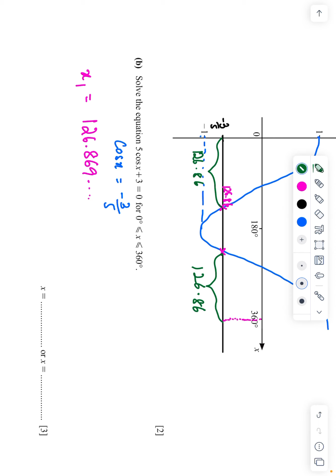So how do we find this? 360 minus 126.86. So the x2 is going to be 233.13. While we are writing the final answer in the answer column, I will make sure that I write it in one decimal place, because angles we must always give in one decimal place.